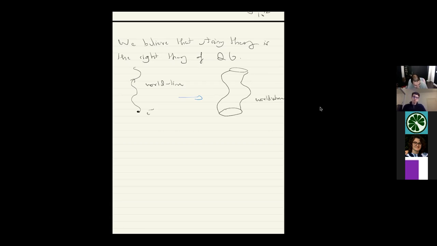Now, we're not interested in just any old loop of string, like your favorite elastic band. The string itself will be characterized by some tension, just like an elastic band has some tension. When you pull it, there's some resistance to stretching it. And that tension has a mass scale. I'll just call it the string scale, M string. This elastic band, however, is relativistic. So it's a relativistic string. It moves at the speed of light.